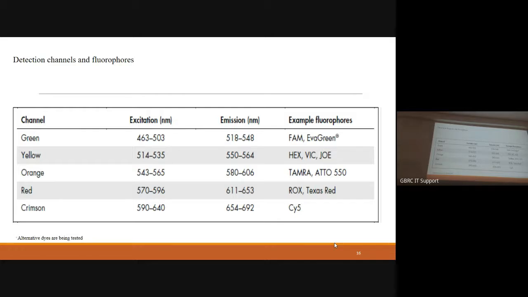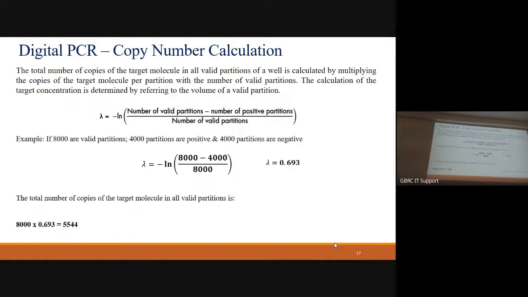But this is the example dye they have given in the software. Suppose any dye which is not mentioned here, let's say Cy3 or AVY, we can also select that fluorophore, and we can select the emission wavelength, and we can use this yellow channel or red channel, whatever is coming for that particular dye.